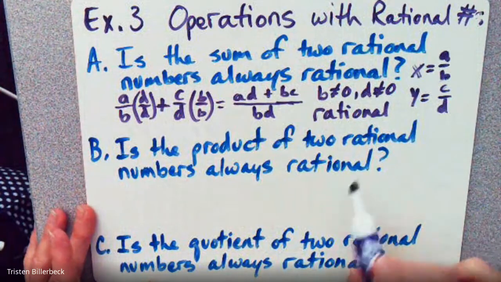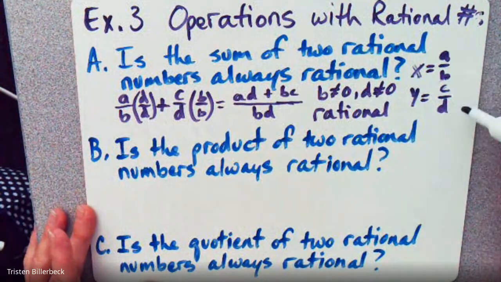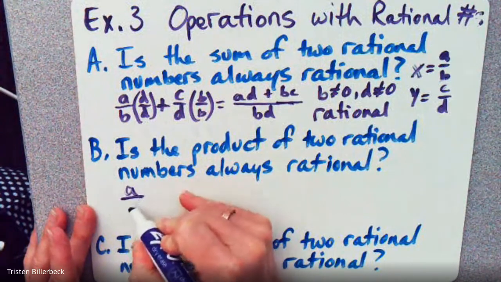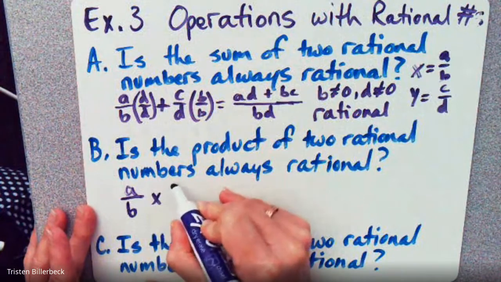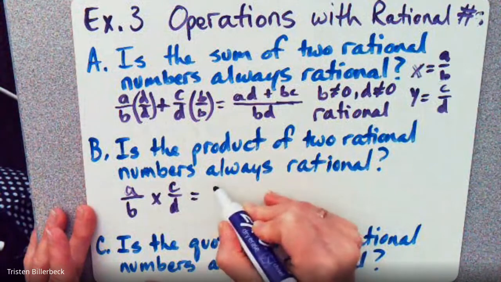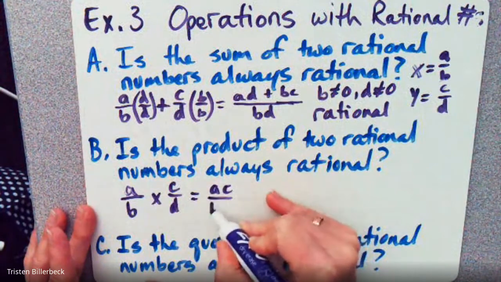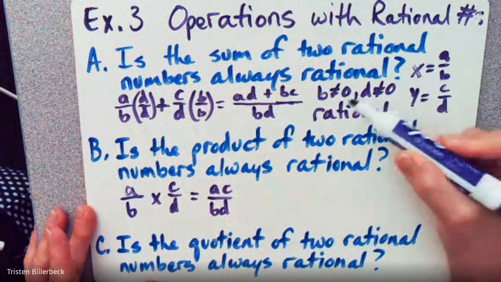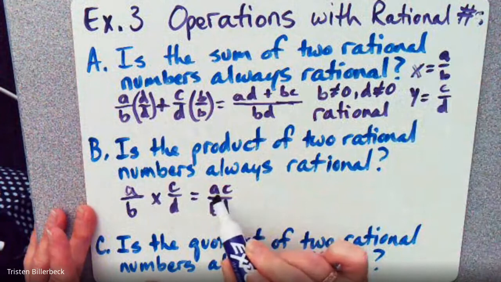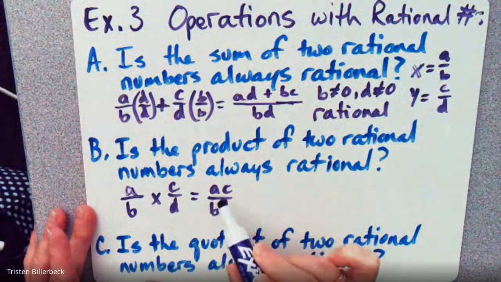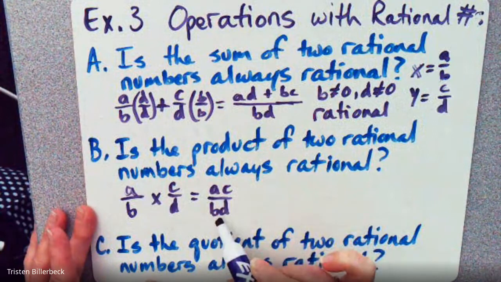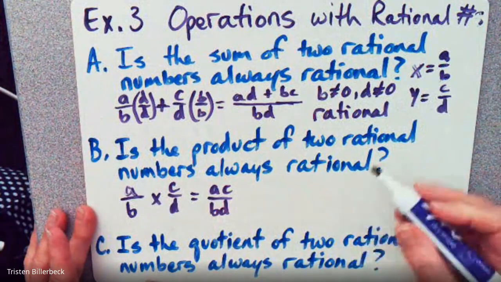Okay, let's look at the product. If we continue with this definition of x and y, the product of two rational numbers, we have a over b times c over d. So that just becomes AC over BD. Now again, as long as B doesn't equal zero and D doesn't equal zero, the product of two integers is an integer. So we have an integer over an integer, which by definition is a rational number.